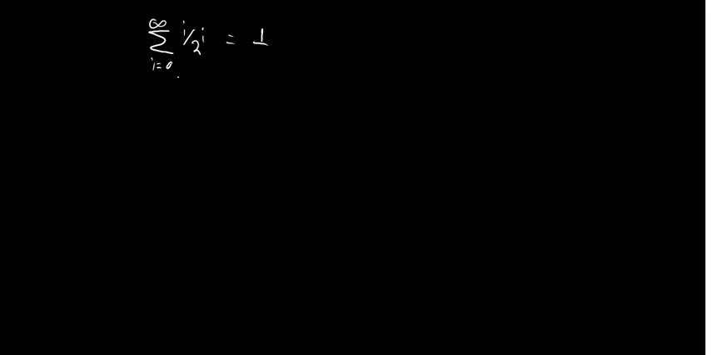I'm going to have 0 followed by 1 over 2 plus 2 over 2 squared plus 3 over 2 to the power 3 plus 4 over 2 to the power 4 plus dot dot dot, right? It goes like that.